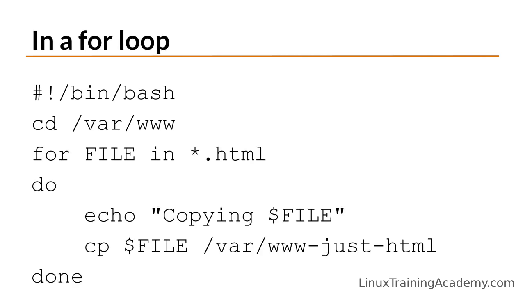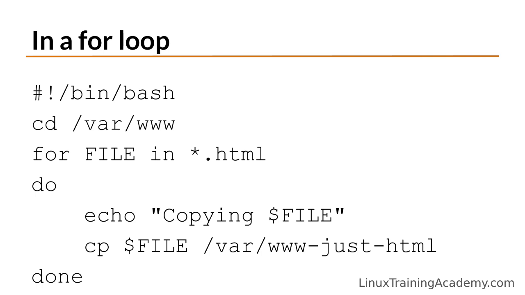Let's say you want to do something for each file that matches a wildcard. In that case, you can use a for loop. Let's use a for loop to perform an action on all the HTML files in a directory. This script simply echoes to the screen the name of the file that is about to be copied and then copies that file from the /var/www directory into the /var/www-just-html directory. Of course, you could do something more complex in this loop if you wanted to or needed to.